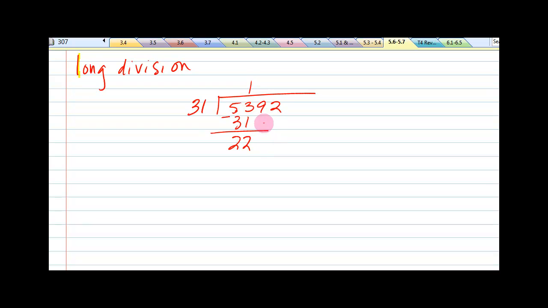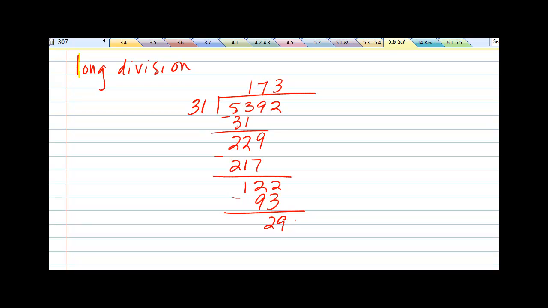When I subtract I get 22, and I'm going to bring my 9 down so I can say, now how many times does 31 divide into 229? Well, 7. 7 times 31 is 217. Remember, with long division we subtract. So when I subtract these two numbers I get 12, but I have to bring my 2 down. So now I say, how many times does 31 divide into 122? That's going to be 3. 3 times 31 is 93. Subtract, and I'm left with 29.